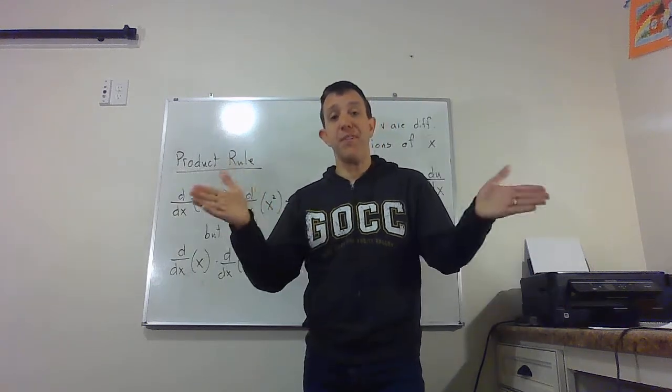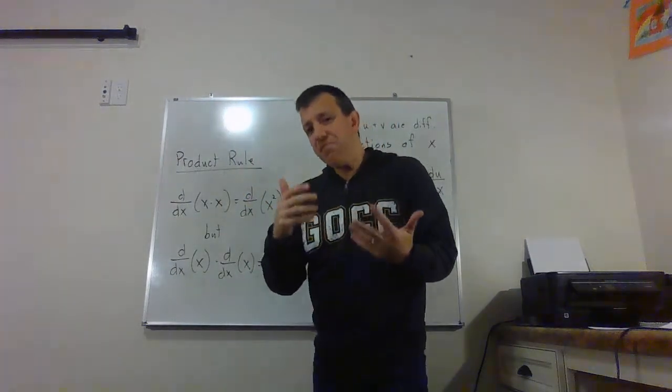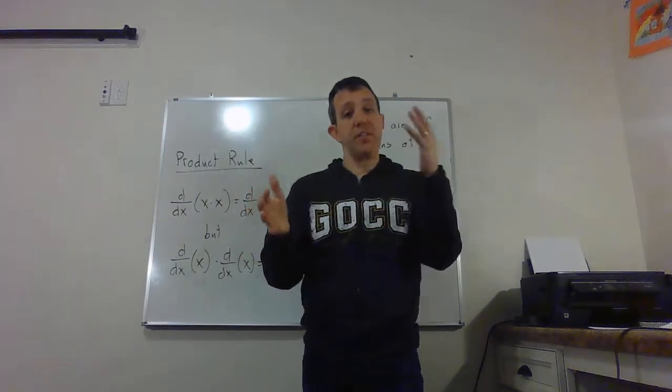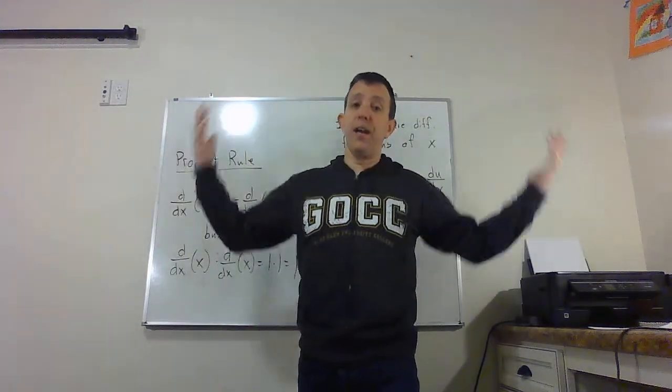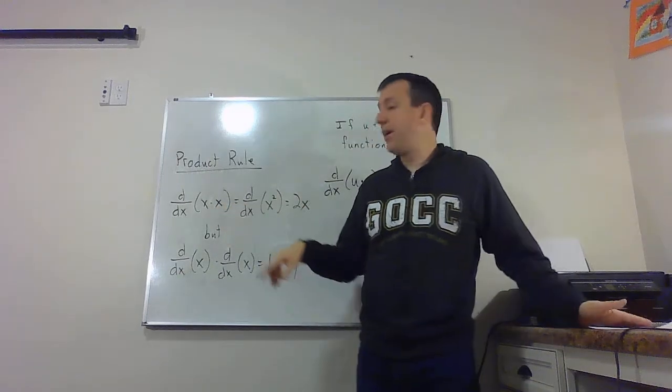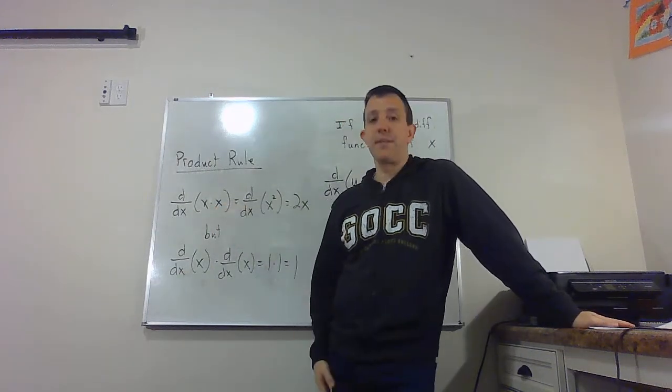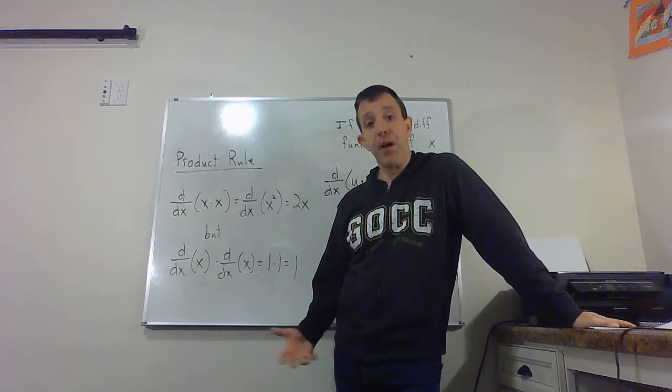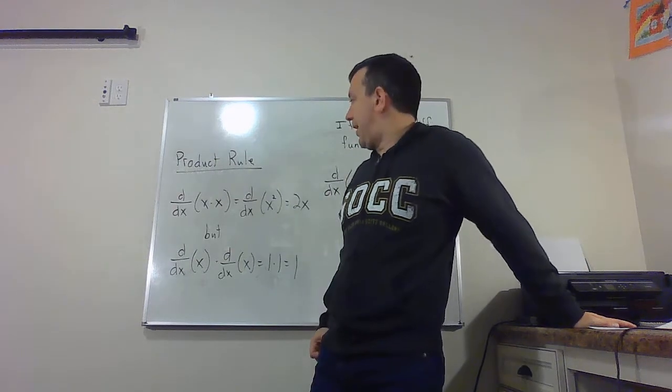Okay, it seems like if you have two things multiplied together, then maybe you take the derivative of the first times the derivative of the second, and there is your answer. So I want to look at this little product. I want to take the derivative of x times x. Okay, that's a product, and so let's see what happens.